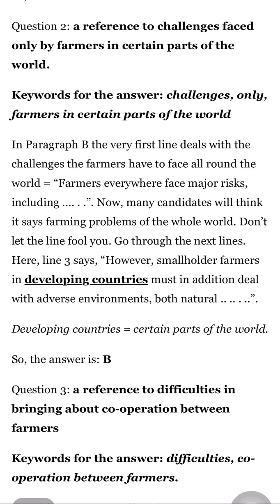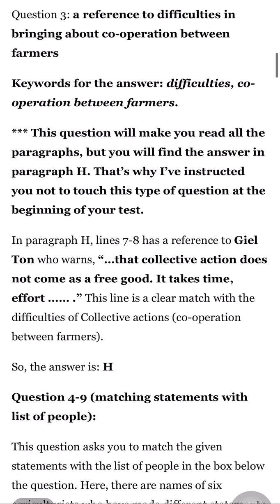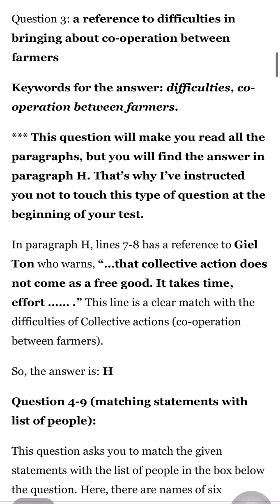Question 3. A reference to difficulties in bringing about cooperation between farmers. Keywords for the answer: difficulties, cooperation between farmers. This question will make you read all the paragraphs, but you will find the answer in paragraph H. That's why I've instructed you not to touch this type of question at the beginning of your test.